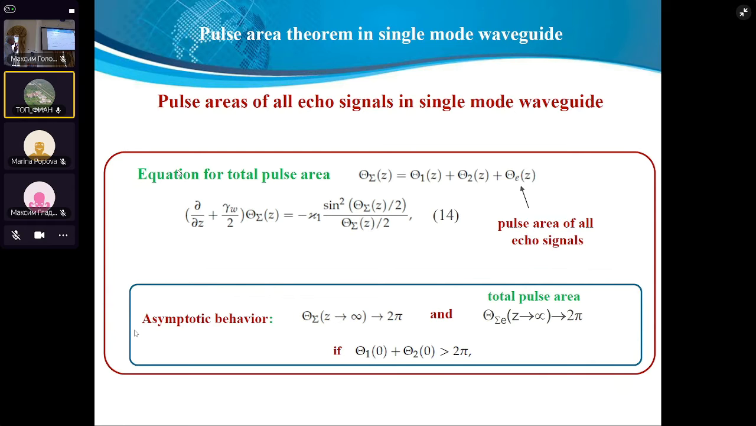So this is the first pulse, the second pulse, and this is the pulse area of all multiply primary and all echo signals. And using the pulse area in the waveguide from these equations, we found that the total pulse area of all echo signals also can go to 2 pi at some initial conditions. So this is, in principle, a total perfect solution.